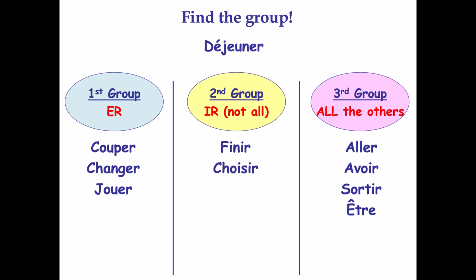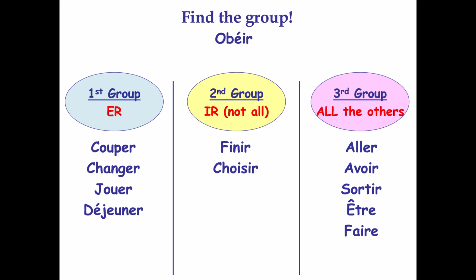An easy one. Déjeuner, to have lunch. Déjeuner ends with ER. All verbs ending with ER except aller belong to group 1. What do you think about faire, to do? Yes, faire ends with RE. All verbs that do not end with ER or IR belong to group 3.